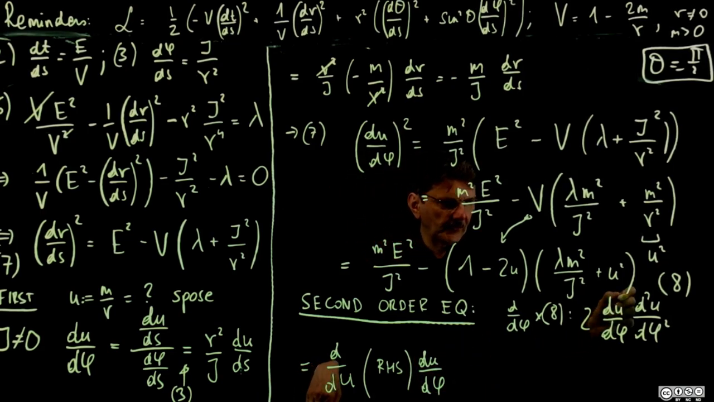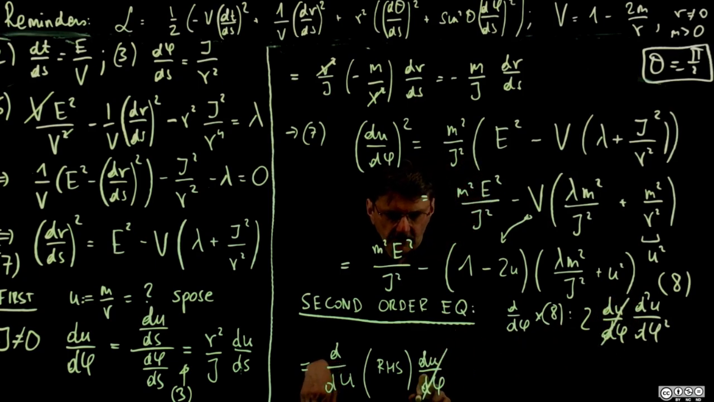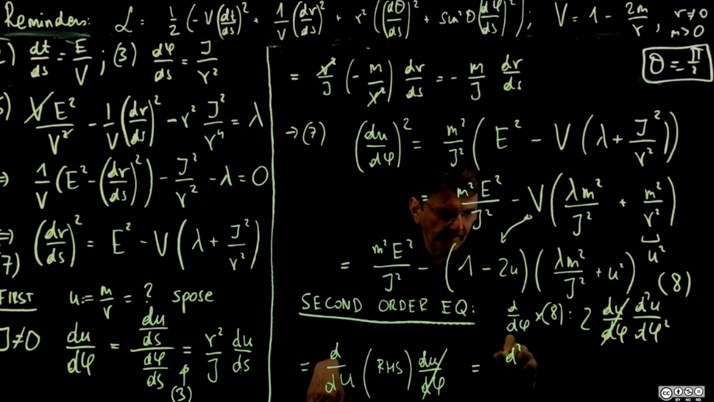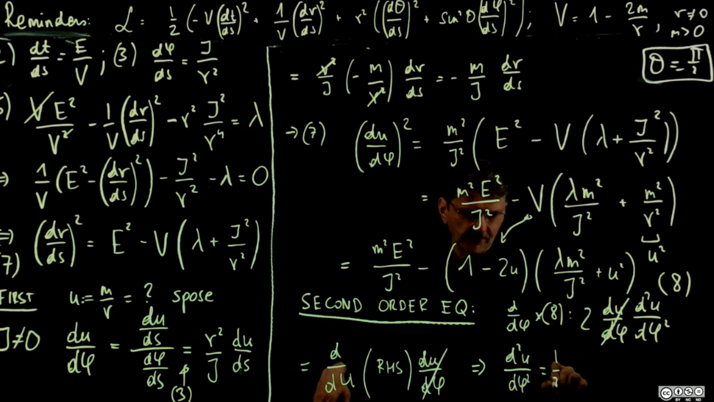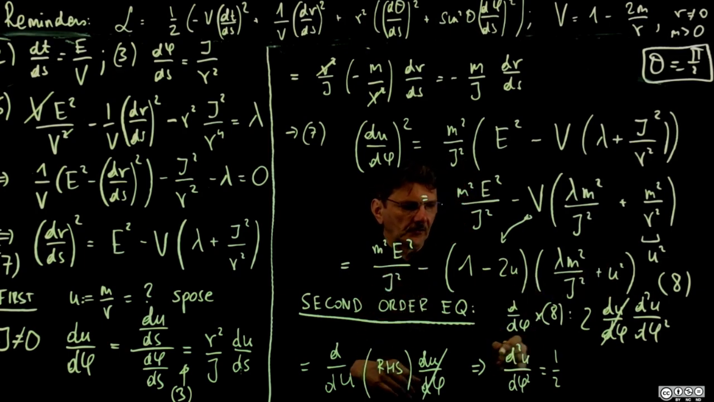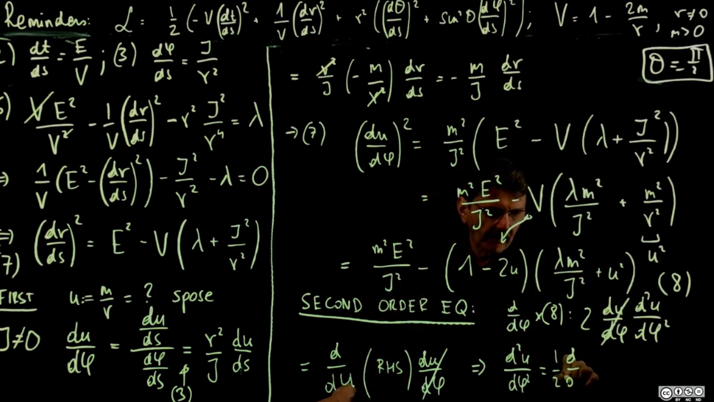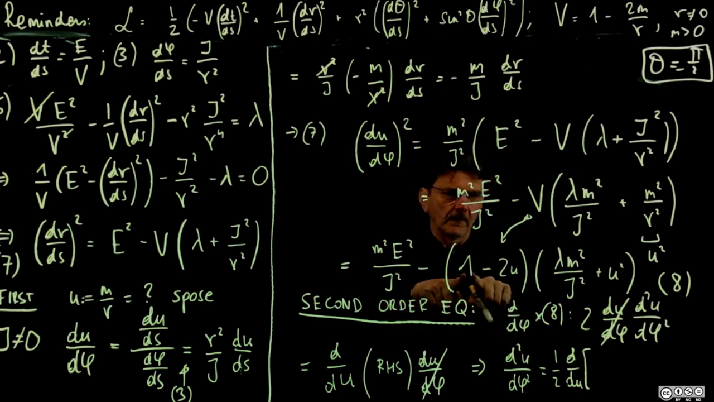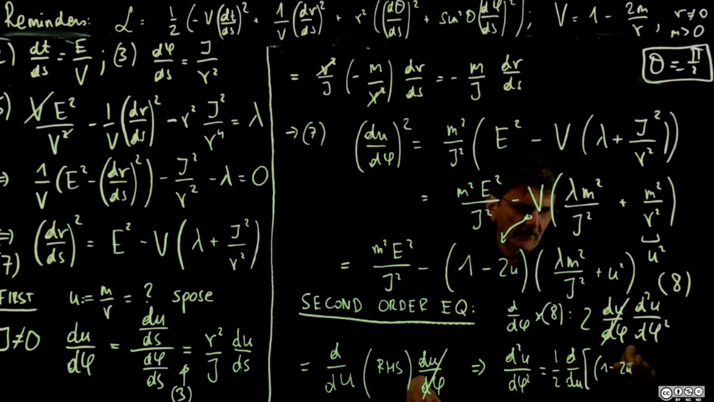So the du over d phi cancels out, and I get d2u over d phi square is 1/2 of d over du of this expression here, right? So 1 minus 2u, lambda m square over j square plus u square.